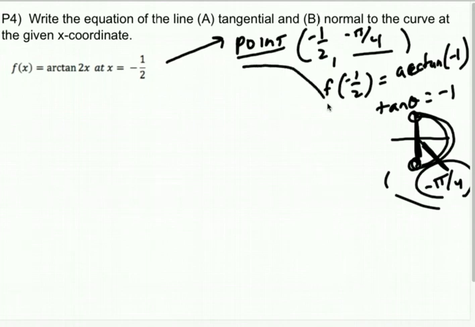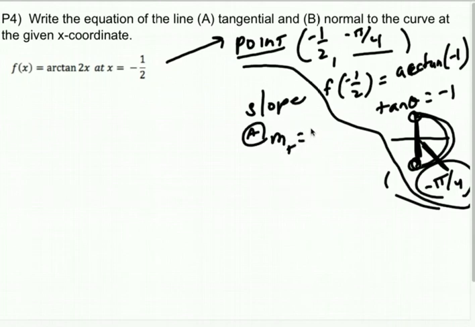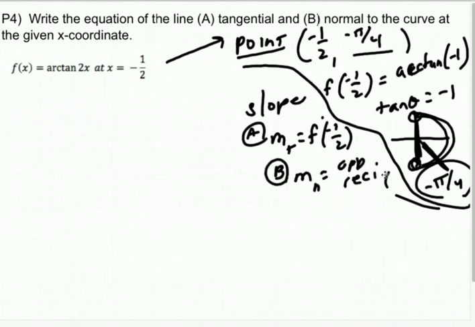The second thing I'm going to need is a slope, right? I know that my slope for A, my tangent slope, is going to be f prime of negative 1/2. And I know that my slope for B, the normal slope, is going to be the opposite reciprocal of that value, right? And realistically, on an AP test, you're probably not going to be asked to find both tangent and normal, but the best way to prep for it is to make sure we know how to find both all the time. So let's go ahead and find our f prime.